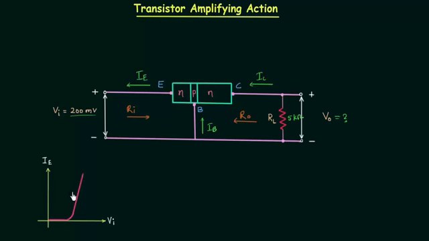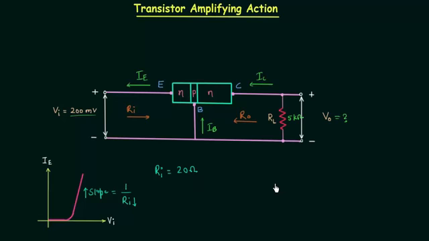In the input characteristics of transistor, you can see slope is large, nearly equal to 90 degree, and slope is equal to 1 by input resistance. So when slope is large, this implies input resistance is small. So the input resistance of transistor is very small, and I will consider a common value of 20 ohms. So Ri is equal to 20 ohms.